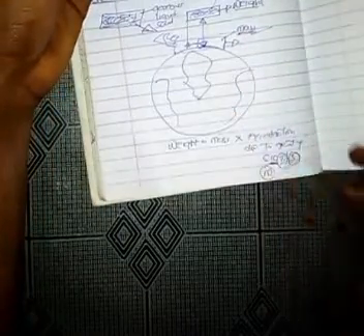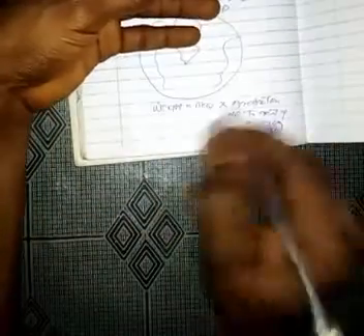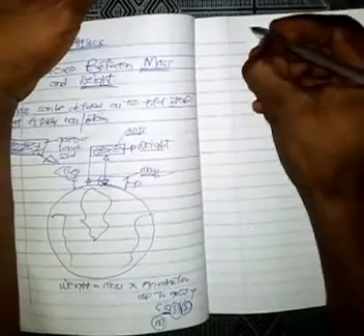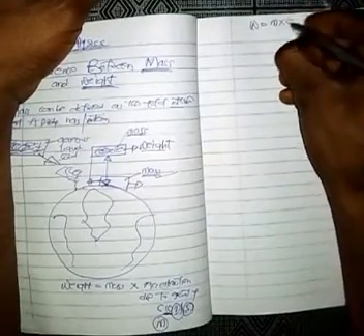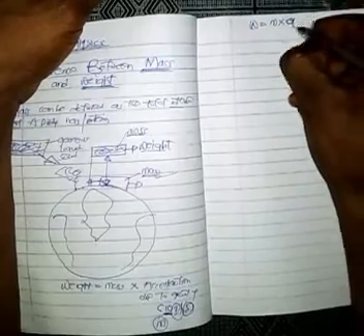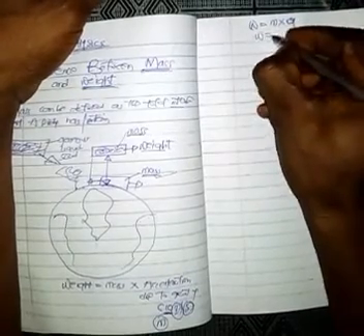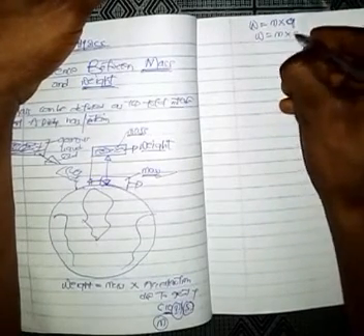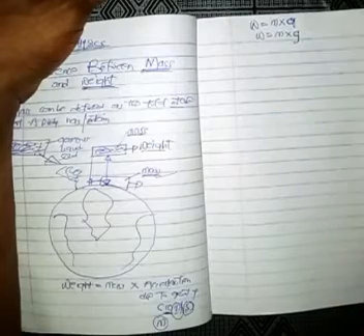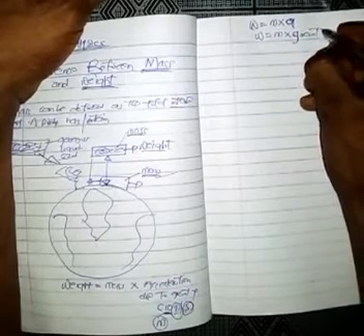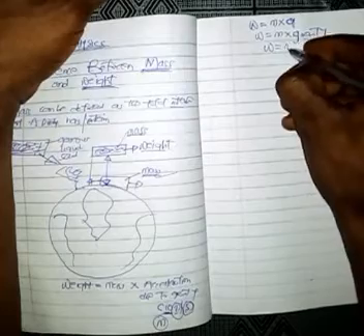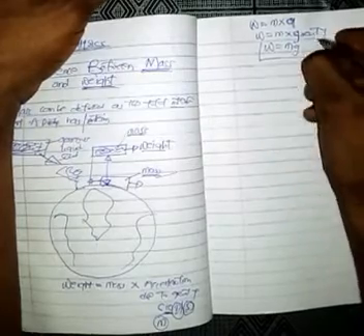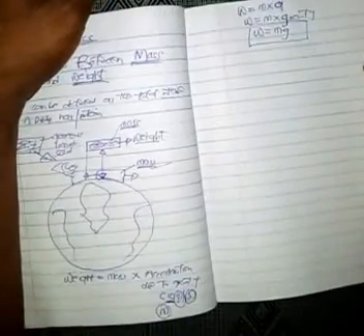So from here one can simply say that weight is equal to mass times a, where a denotes acceleration. So weight is equal to mass times g, where g stands for gravity. So one can say that W, which is weight, is equal to mg. This is the general formula for weight.